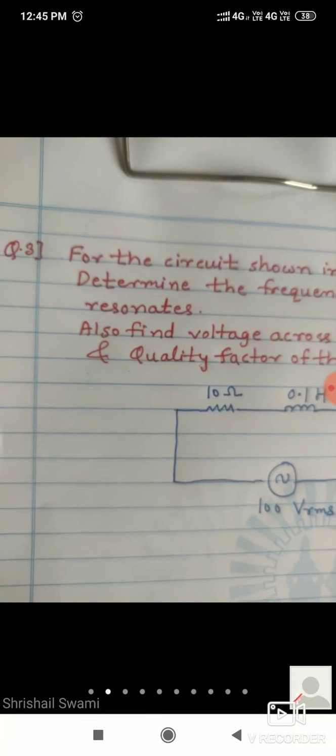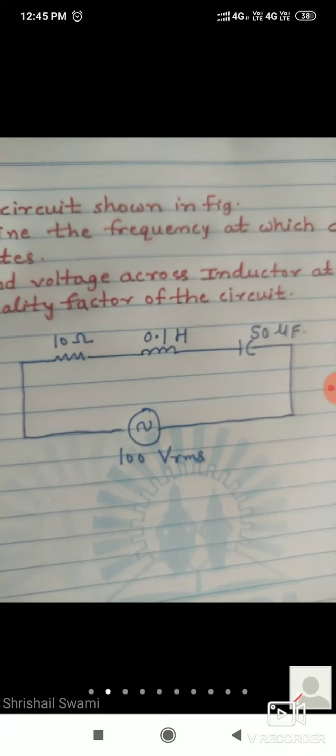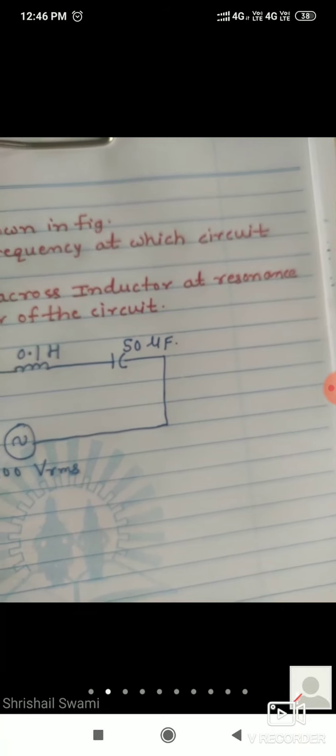Carefully read the question. For the circuit shown in figure, determine the frequency at which the circuit resonates. So what you have to find here? First, the resonance frequency. Second, the voltage across the inductor at resonance, that is VL. Third, the quality factor of the circuit, that is Q. The RLC values are given, so we will start to solve this problem.